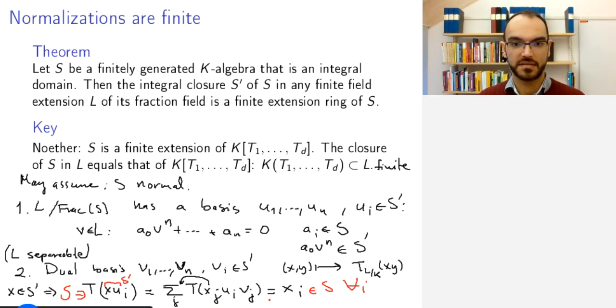meaning that the basis v1 through vn is a finite basis of S prime over S, which exactly says that S prime is a finite extension. In the case when L is not separable, you need to do some tweaking. I will not go into that, but the result holds as well.